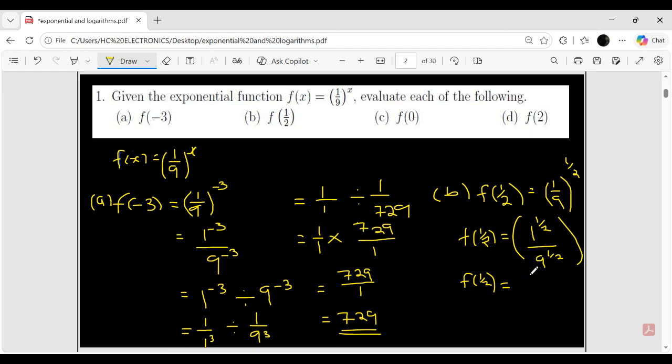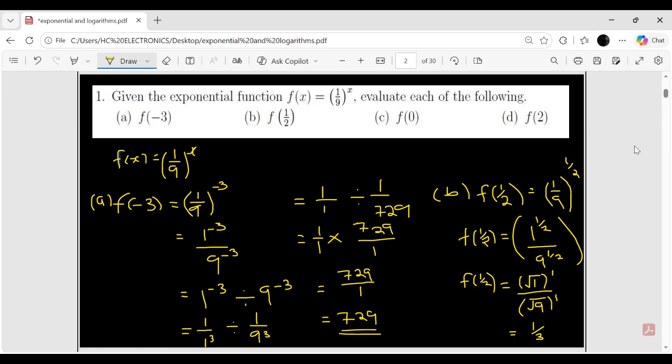then I know this is going to be the square root of 1 to the power 1 over the square root of 9, because the one at the bottom becomes the root, the square root of 9 to the power 1. As a result, I'm going to have an answer which is 1 over 3. Okay, that is for B.